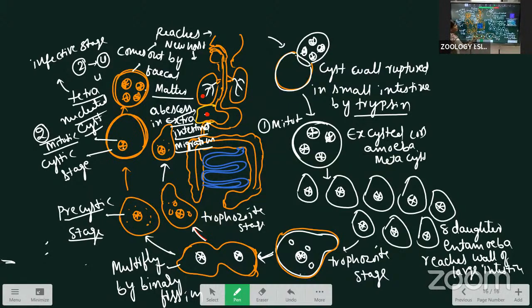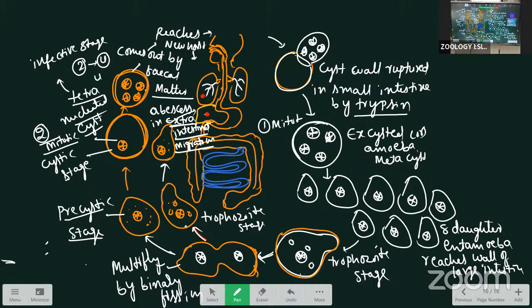Normally it occurs like this only, but sometimes the trophozoite stages invade or dissolve the blood vessel and enter the major vital organs like the lungs and the liver, and sometimes the brain and kidneys, and they cause some severe pathological conditions. That condition we call extra intestinal migration.